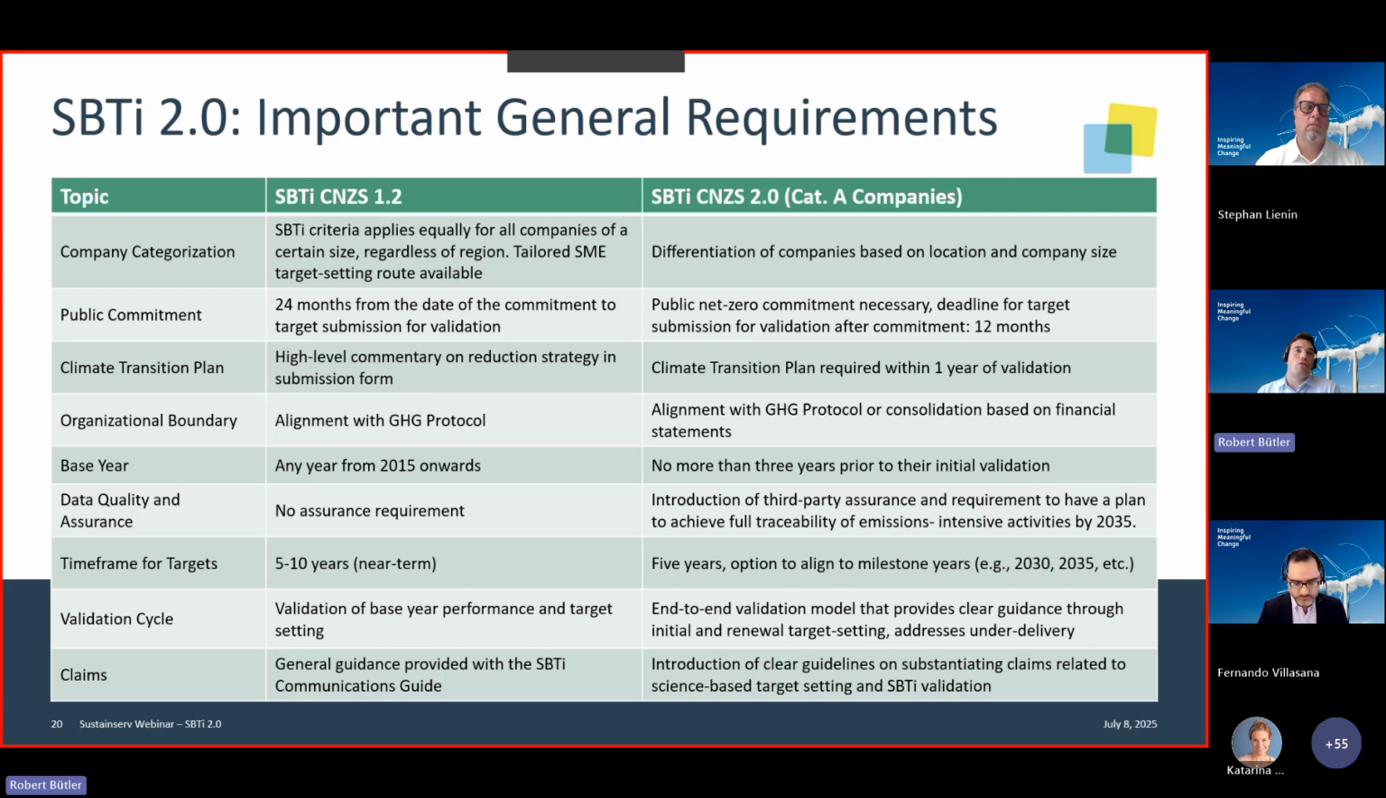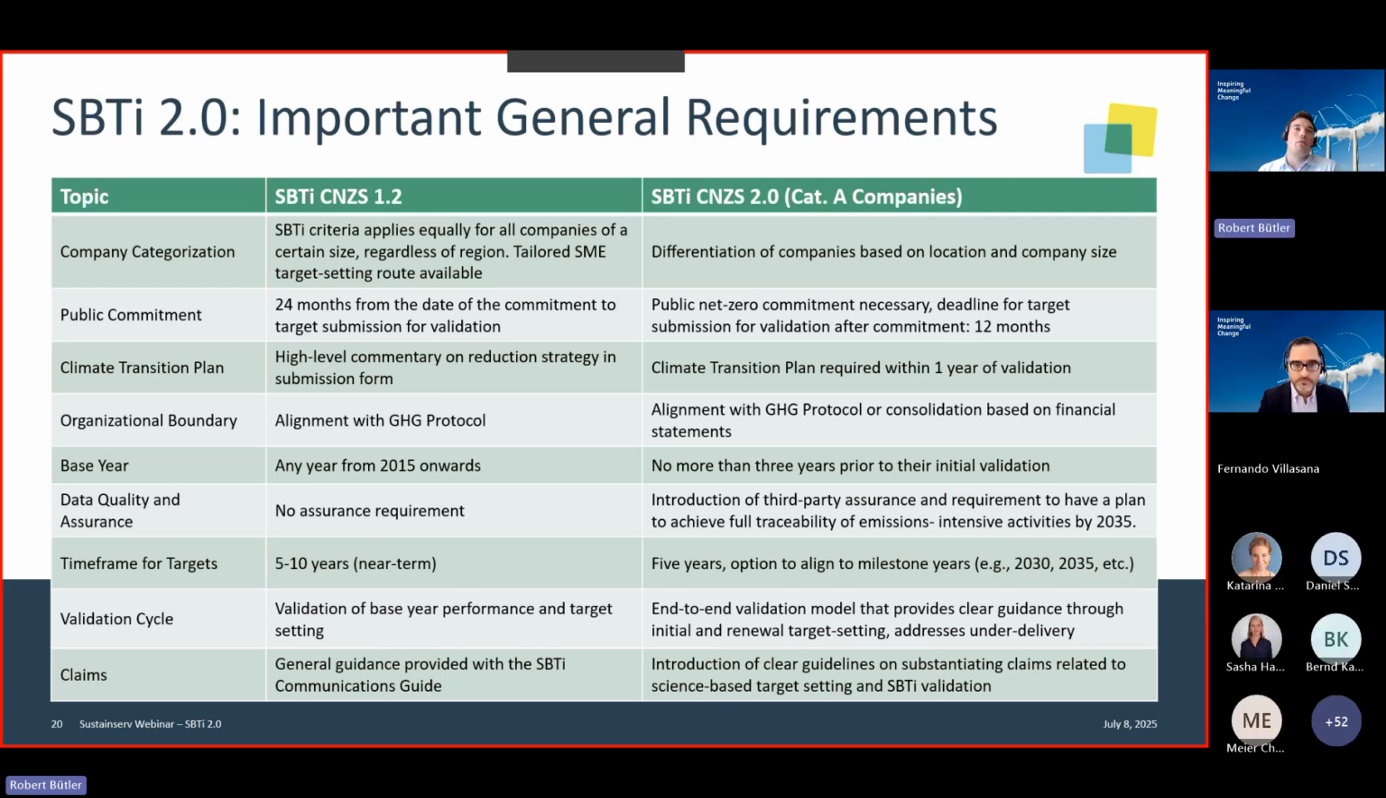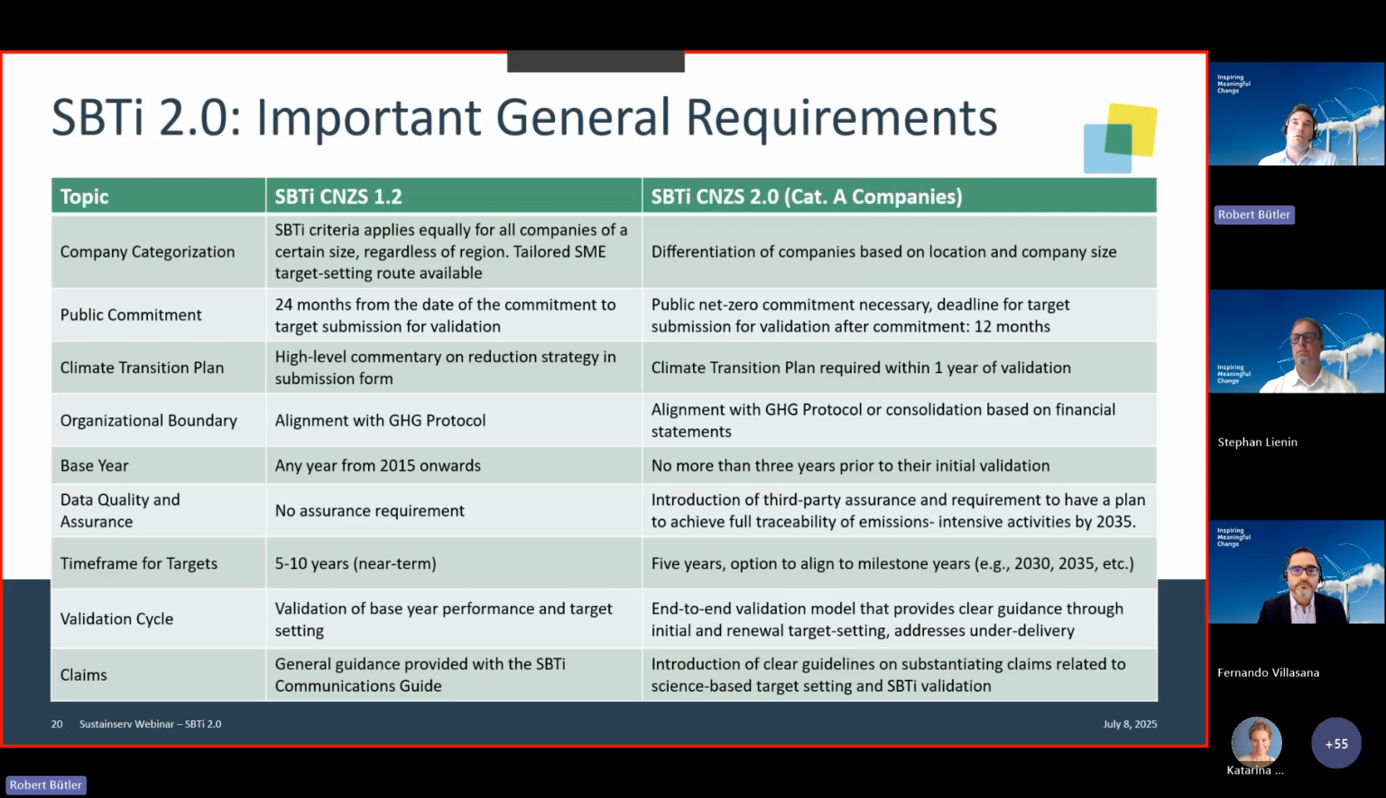And also the introduction of the climate transition plan, where you previously just needed to add a high-level commentary on the reduction strategy in the submission form, and now within 1 year of your validation, you need to develop a climate transition plan and make that publicly available. And I think this shows, in a sense, that time is of the essence to reduce emissions, and these stricter requirements of SBTi go hand in hand with that.